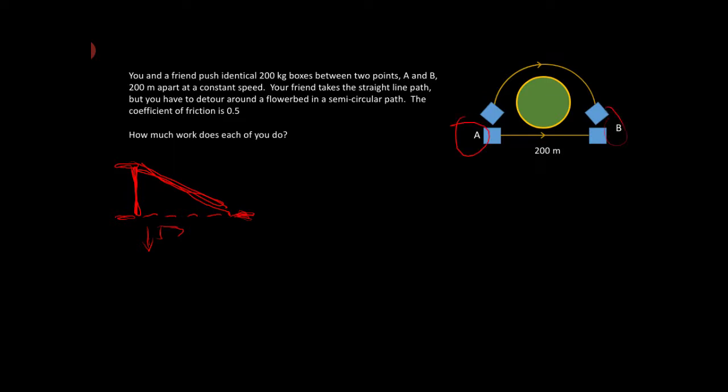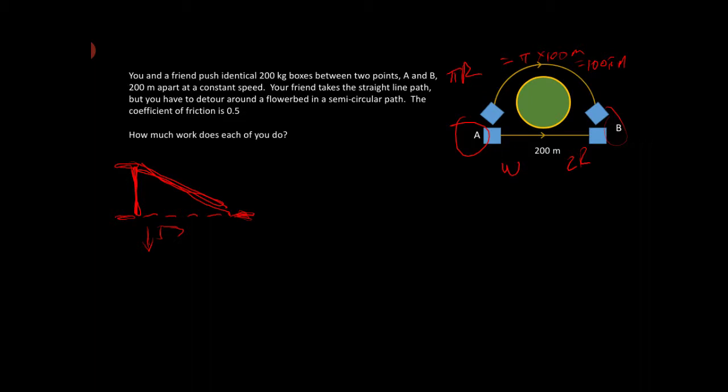And as you push those boxes from point A to point B, we'll calculate the work for this path, and then we'll calculate the work for this path, which is along a semicircle, which means it has pi r as its length, whereas this one has just 2r. So this is actually pi times 100, or 100 pi meters. And of course, if somebody's going to do that, it's going to be you. It's not your friend. Your friend always gets the easy way. You have to do everything the hard way.